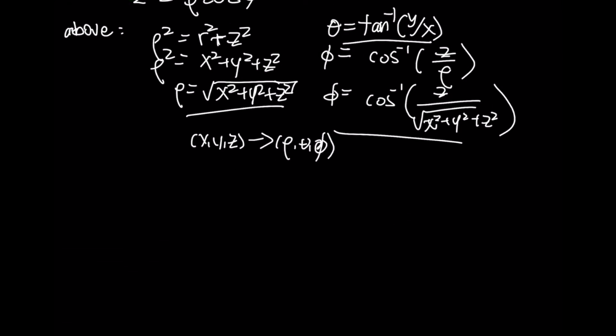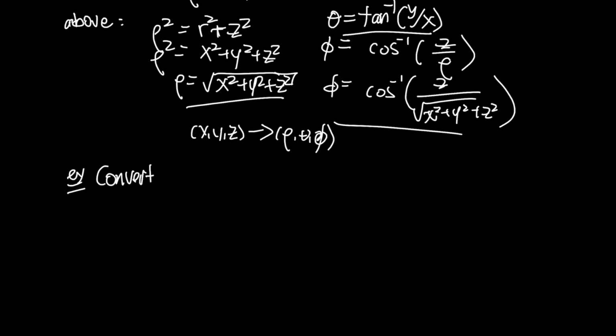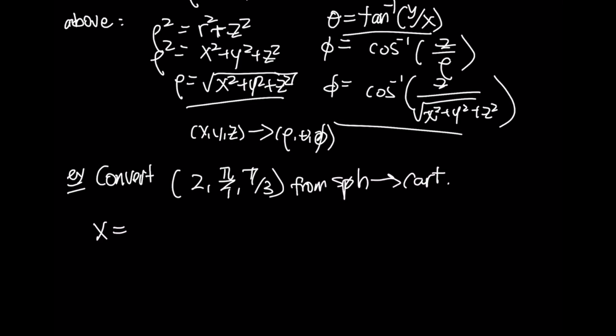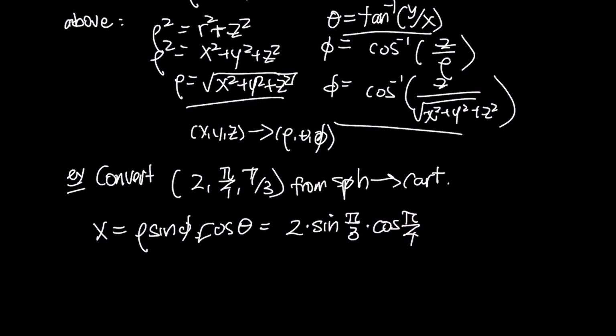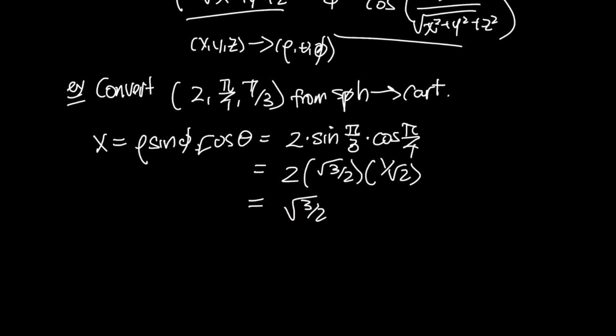So for example, if you wanted to convert the point (2, pi over 4, pi over 3) from spherical coordinates into Cartesian coordinates, we'll have that x is rho sine of phi cosine of theta, which in this case will be 2 times the sine of pi over 3 times the cosine of pi over 4. The sine of pi over 3 is root 3 over 2. Cosine here is 1 over root 2. So this ends up giving us root 3 over 2.